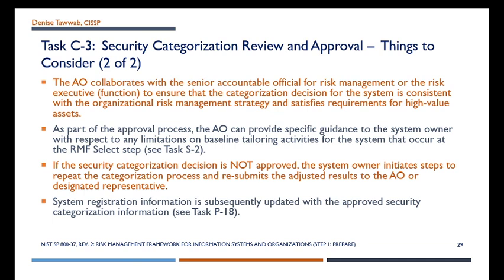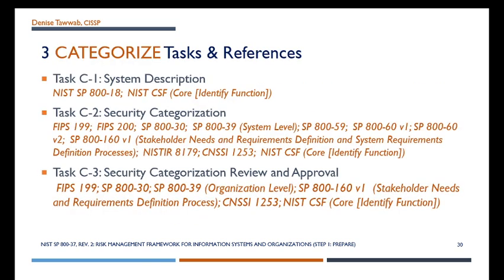As part of the approval process, the authorizing official can provide specific guidance to the system owner with respect to any limitations on baseline tailoring activities for the system that happen at the risk management framework select step. If the categorization decision is not approved, then the system owner initiates steps to repeat the process and resubmits the adjusted results to the authorizing official or the designated representative. System registration information is subsequently updated with the approved security categorization information. And so those are the 3 categorize tasks.